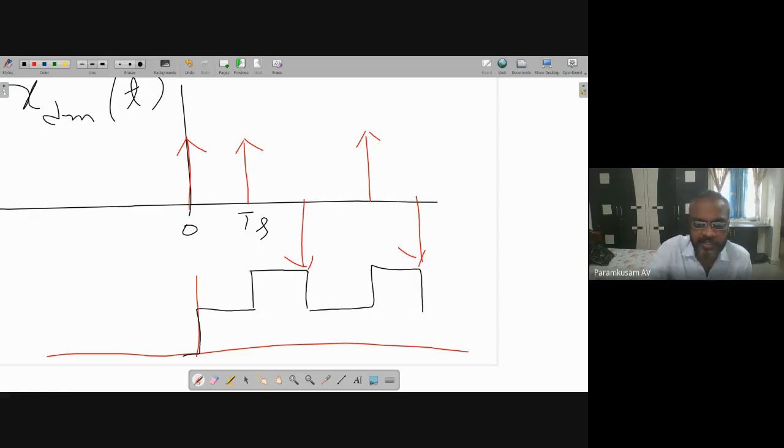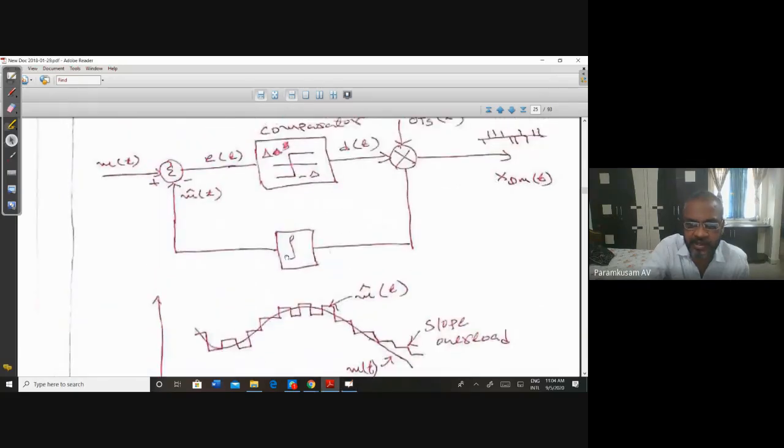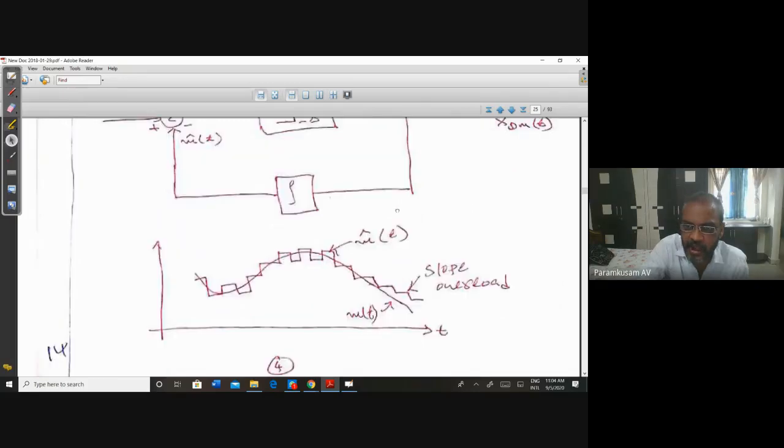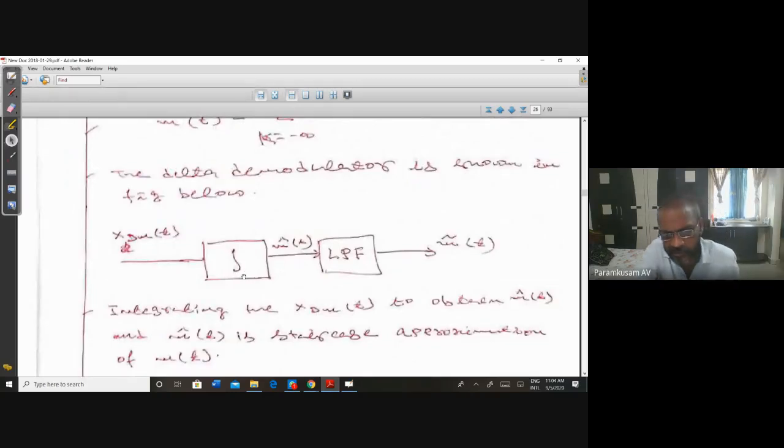Okay, if you give this signal XDM of t to the integrator, you will be getting this one that we have discussed in the previous class, because XDM of t through the integrator gives m cap of t. The same XDM of t we transmit, and at the receiver we again give it to the integrator. From the integrator, m cap of t comes. If this m cap of t is given to the low pass filter, then you will be getting almost the equivalent of m of t.